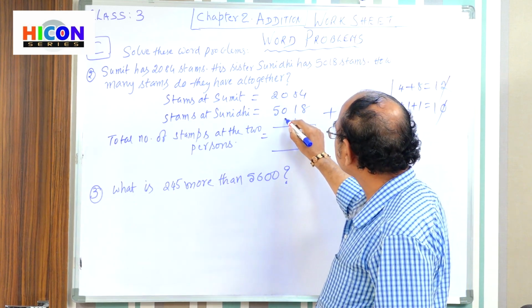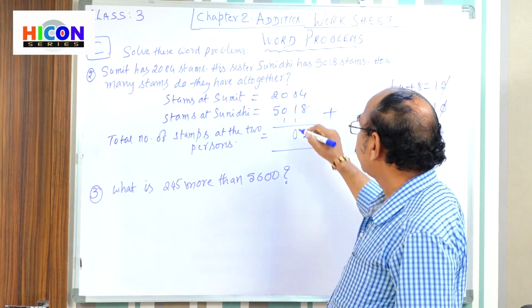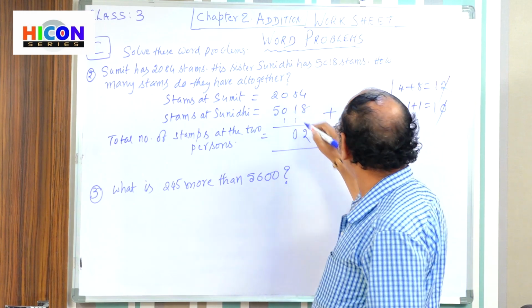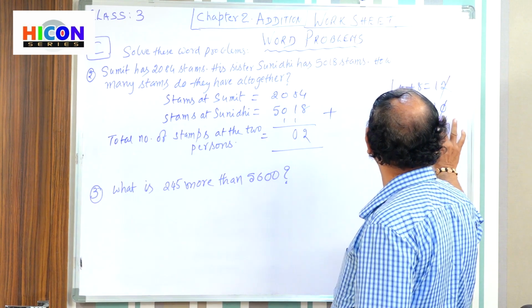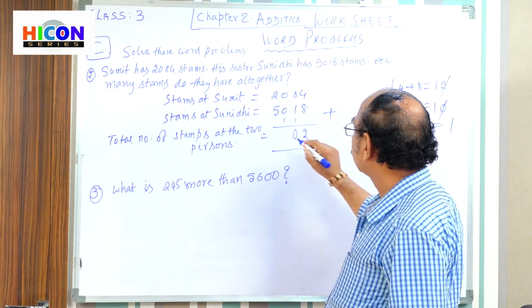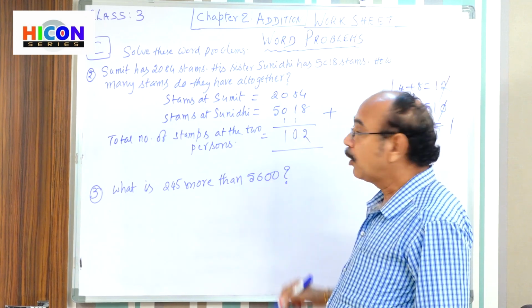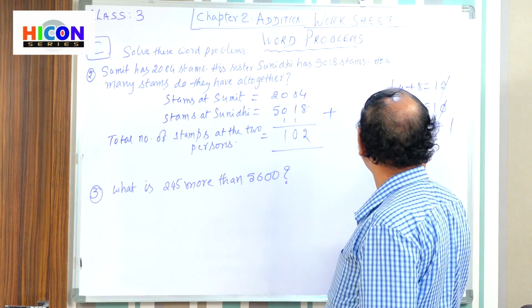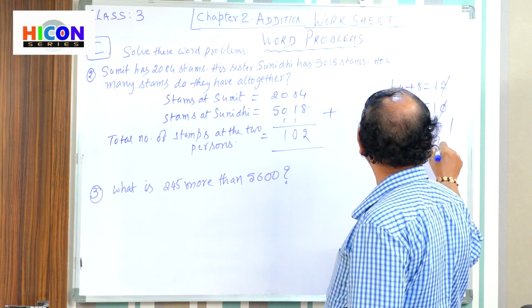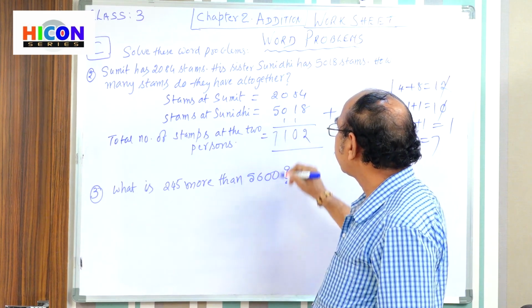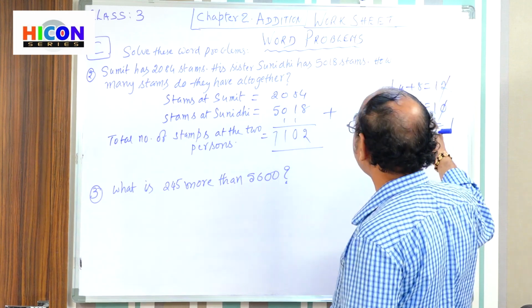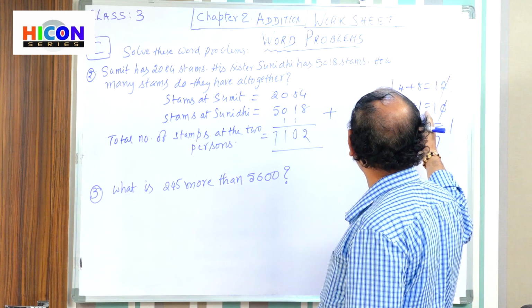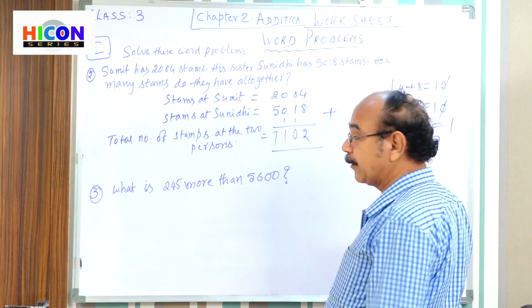the hundreds place. Okay. Now add the digits of hundreds place. 0 plus 1 is equal to 1. Write 1 in the hundreds place. Now add the digits of thousands place. 2 plus 5 is equal to 7. 7 we write in the thousands place. Here regrouping is there. In the tens place regrouping is there.